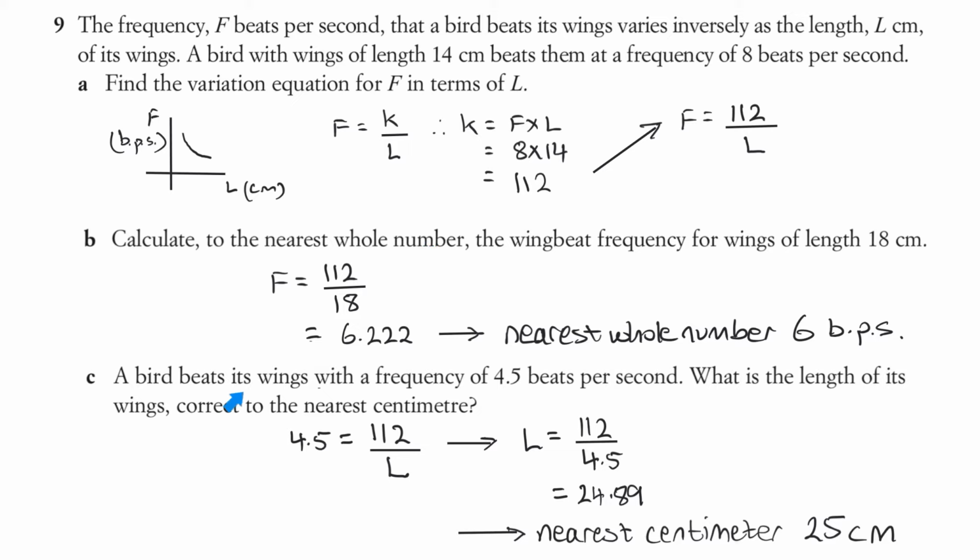C. A bird beats its wings with a frequency of 4.5 beats per second. What is the length of its wings correct to the nearest centimetre? We're still going to use F is 112 on L. We've been told F is 4.5, so 4.5 equals 112 on L. Multiply both sides by L, and L is 112 on 4.5, which is 24.89. It says to the nearest centimetre, so it's 25 centimetres.